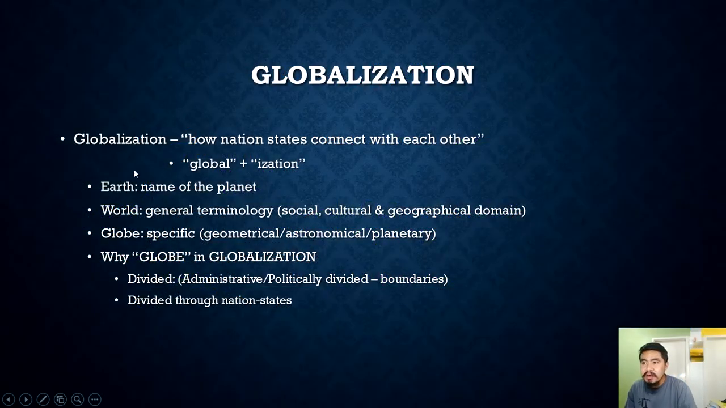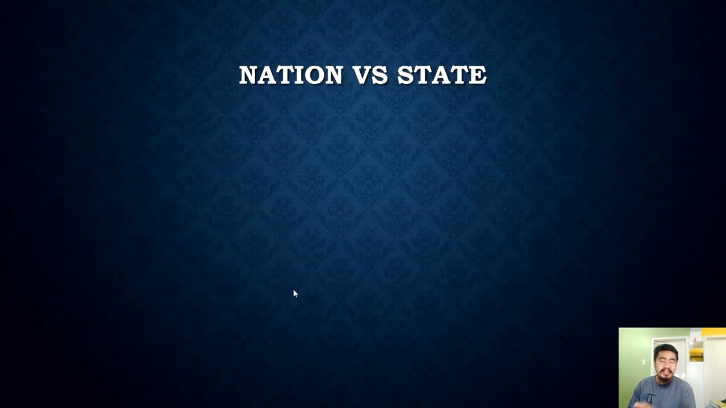Now when we look into globalization, how nation states connect with one another, makikita natin yan sa globe. So for instance, those boundaries will create the People's Republic of China. Then yung mga neighboring countries niya such as Japan. And through that, we could now see those boundaries, those political divisions. So divided yung globe. And we will look into the connection of those divisions, or what we call nation states. So we have to analyze nation states.